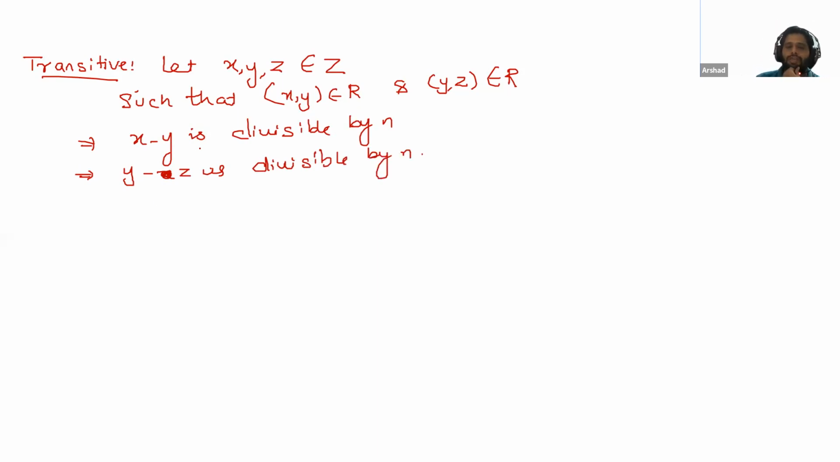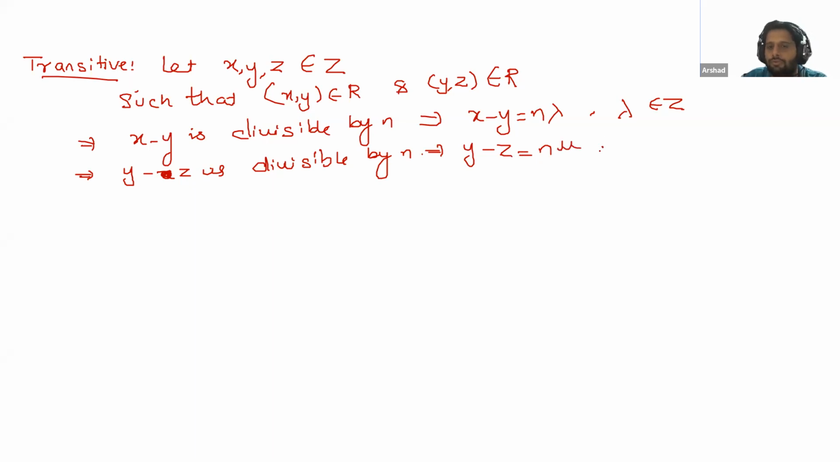So x minus y is divisible by n means we can write x minus y is equal to n lambda, where lambda belongs to the integers. Similarly, y minus z can be written as n into some other number. What symbol will we use? You can use nu, where nu belongs to the integers. Now let this be 1.